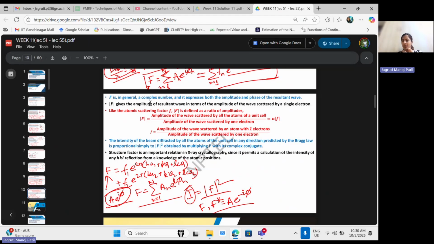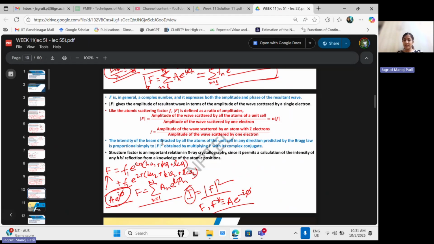So if you take a magnitude of them, you'll get what is nothing but scattered by a single electron. Now, like the atomic structure factor, you also have delta F, which is the magnitude of F, the ratio of the amplitudes. So you have the ratio of amplitudes by the entire unit cell divided by that scattered by one electron or one atom. So you can represent it as n times the structure factor. Whereas the structure factor is nothing but an atom which scatters with, let's say, z number of electrons in it, divided by that scattered by one electron.